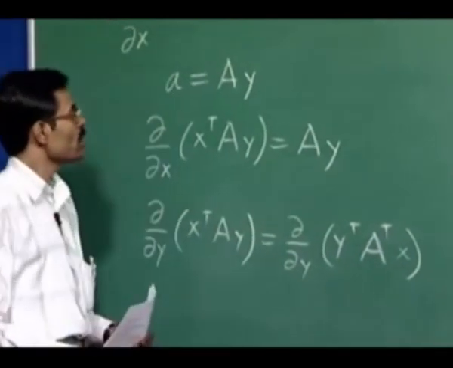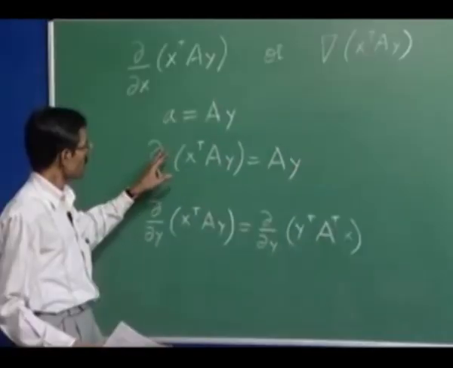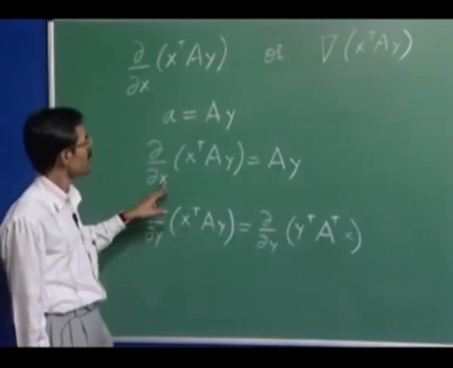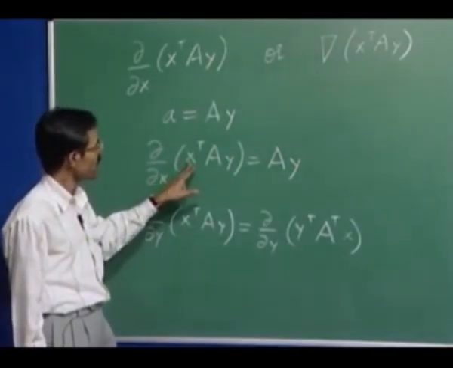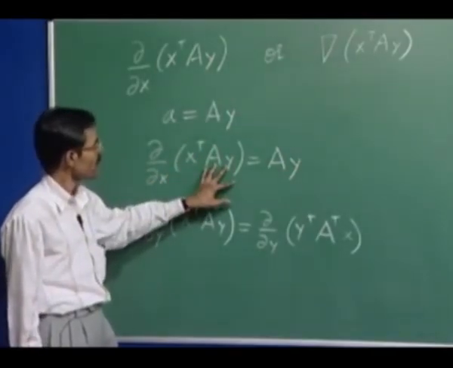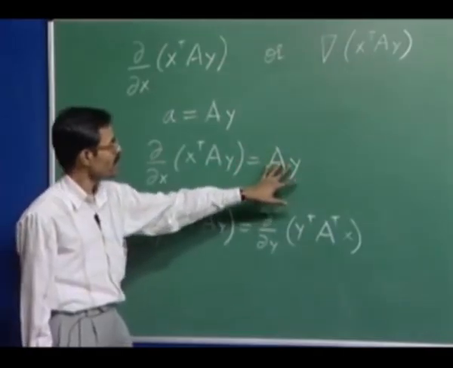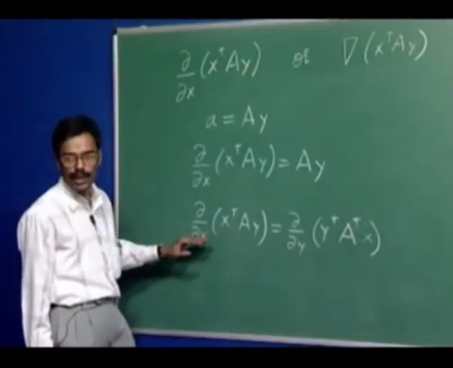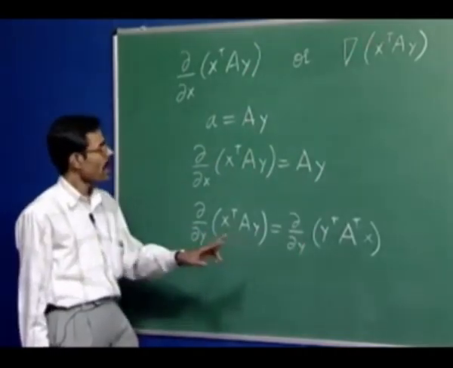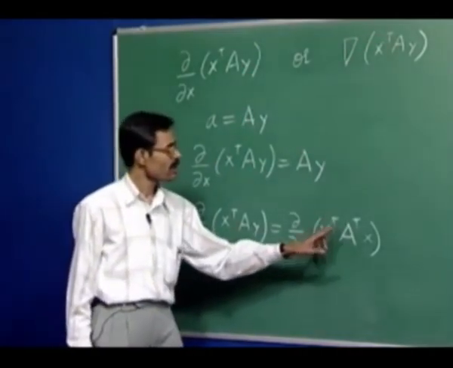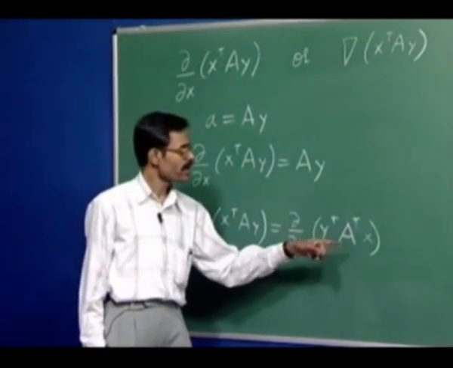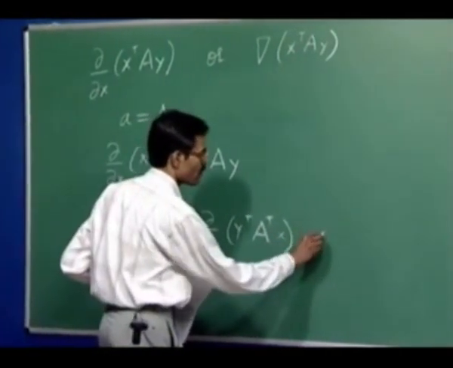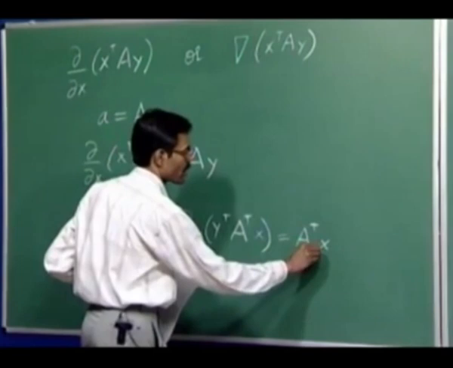And now, we have got a similar situation. Here we were trying to find out the derivative with respect to x, and x appeared here. We had x transpose something, and the derivative turned out to be that something. Here we are trying to find out the derivative with respect to variable vector y, and the function is y transpose something. So, the derivative will be that something. So, that means we have A transpose x.